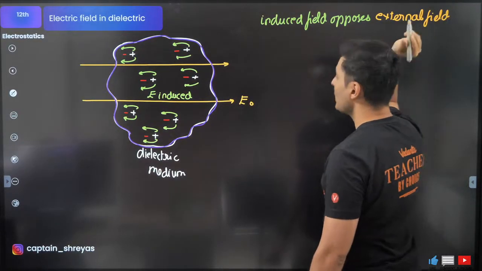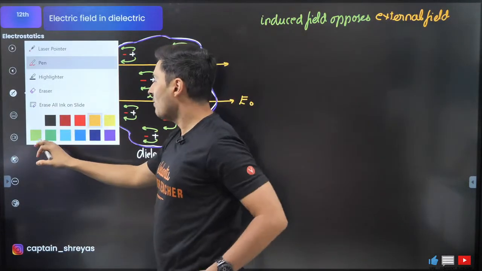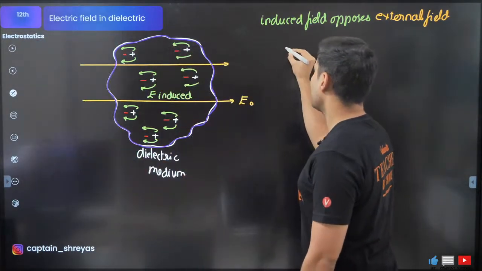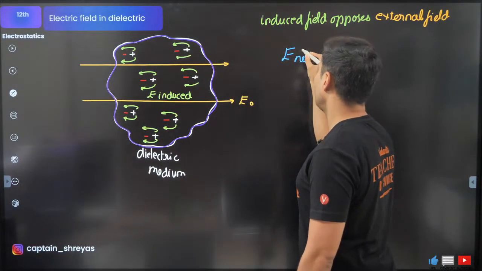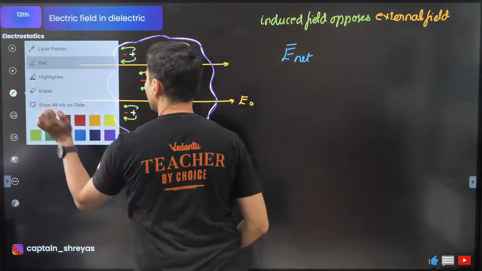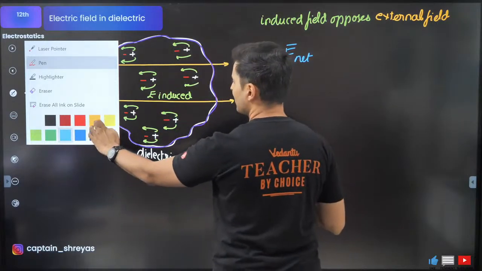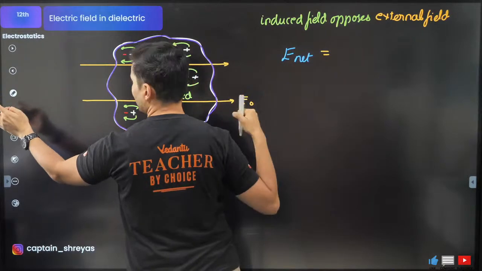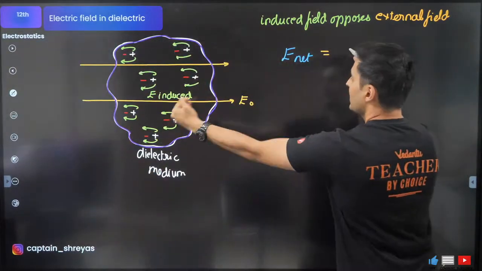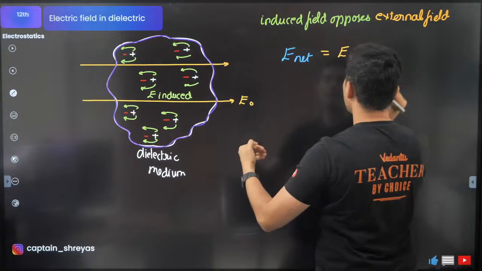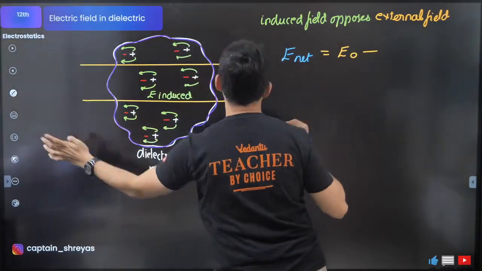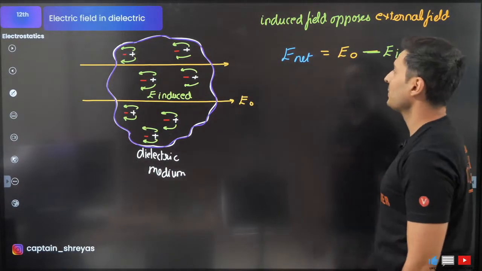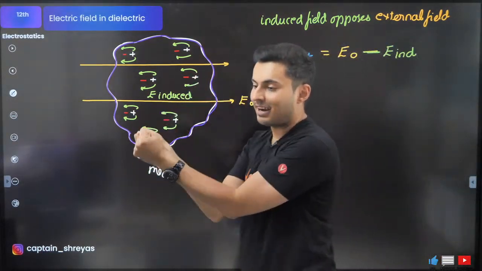inside the medium, because of which if somebody tries to calculate the net electric field inside the medium, he will immediately say, oh well, I know this is nothing but, okay, let's forget the vector sign. The magnitude of that field will be the external field E naught minus the induced field. So that's why you see the field inside reduces.